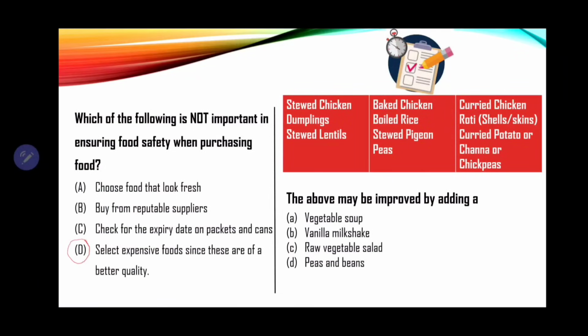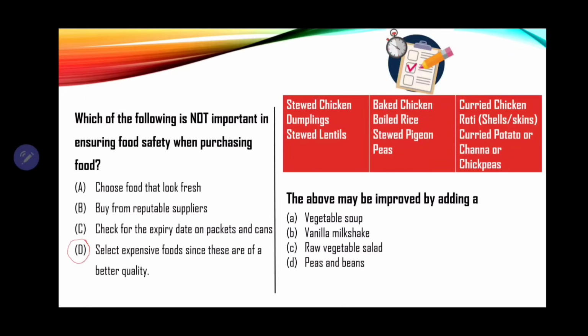Next question. The above may be improved by adding A, vegetable soup, B, vanilla milkshake, C, raw vegetable salad, and D, peas and beans. Let's take a minute to observe these three sample menus. Sample menu 1 has stewed chicken, dumplings, and stewed lentils. Menu 2 has baked chicken, boiled rice, stewed pigeon peas. And the final menu has curried chicken, roti, curried potatoes, and chana or chickpeas.